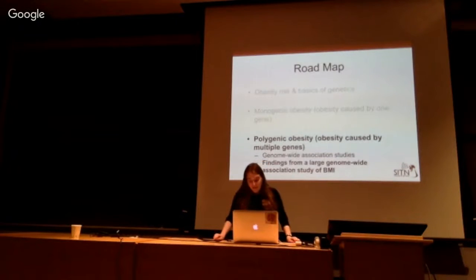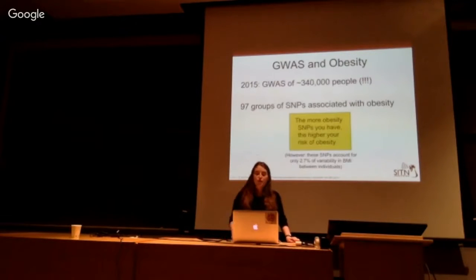So that takes me to the last part of this talk, which is talking about some actual findings from a genome-wide association study of BMI. So in 2015, a GWAS of BMI containing 340,000 people was published. I just want to emphasize that that is a totally insane number of people. That is one of the biggest GWASs that I'm aware of. And they found 97 groups of SNPs associated with obesity.